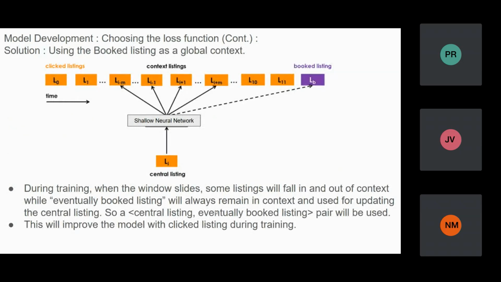So this is what we need for the improvement in the loss function, and this is what we are going to address. For the positive pairs, using the global context as the booked listing, it will always be there in pair with a central listing, and eventually the booked listing. This will push the embedding space more towards the embeddings of similar listings.